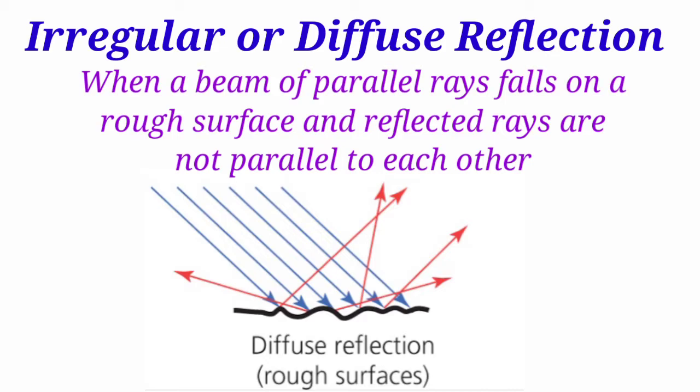It means in irregular reflection, the reflected rays are scattered in different directions. Why are these rays scattered in different directions? Because the surface is not smooth, it is a rough surface, and because of the rough surface, the reflected rays are not parallel to each other. So this is known as irregular or diffuse reflection.